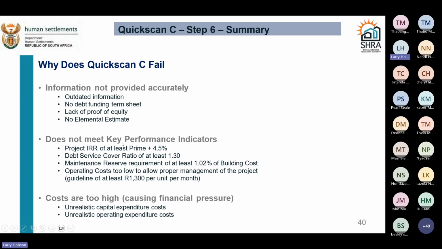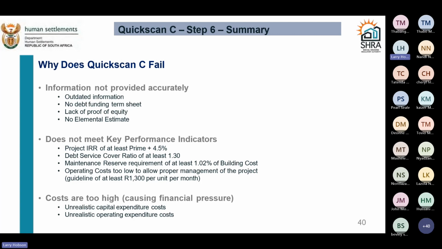The other reason they fail is they don't meet the key performance indicators. So they don't meet the project IRR of prime plus 4.5%. They might not meet the debt service cover. So you might still have a red cross on your summary sheet for IRR and debt service cover. Or you don't meet the maintenance reserve. Or your operating costs are too low to allow proper management of the project. A guideline is 1,300 to 1,600.